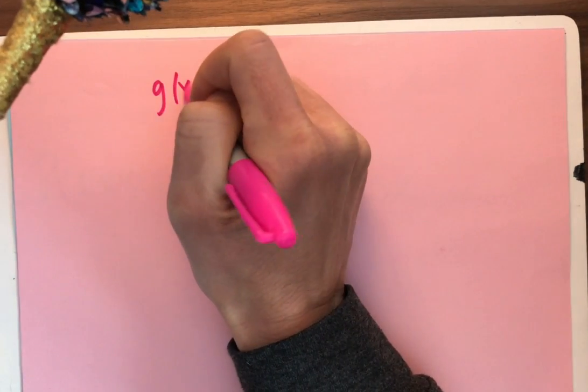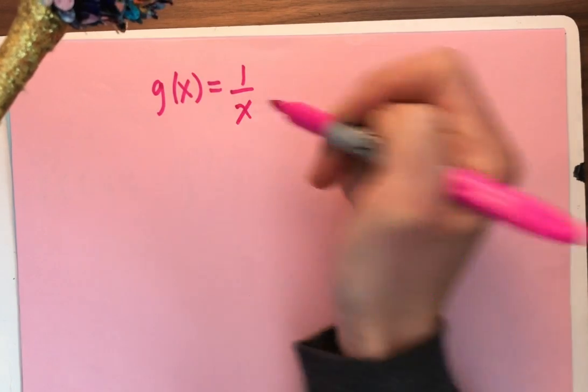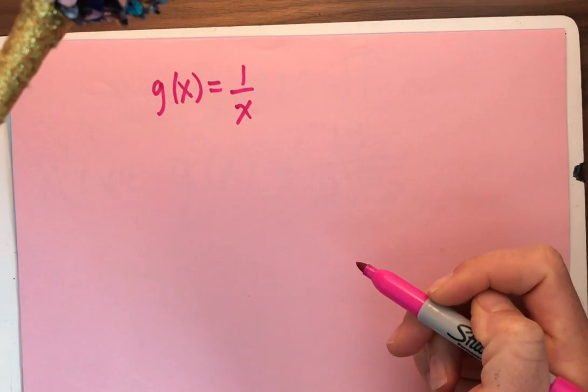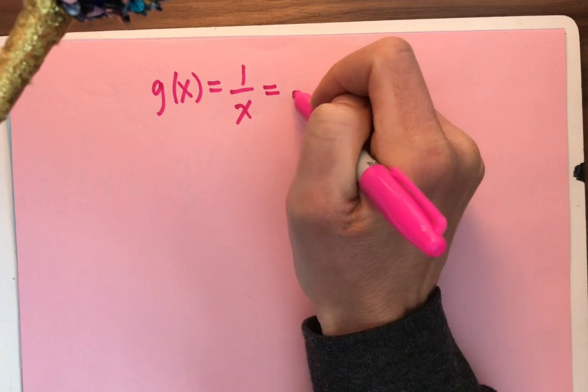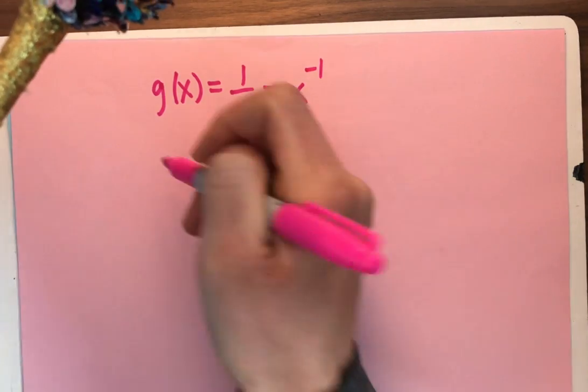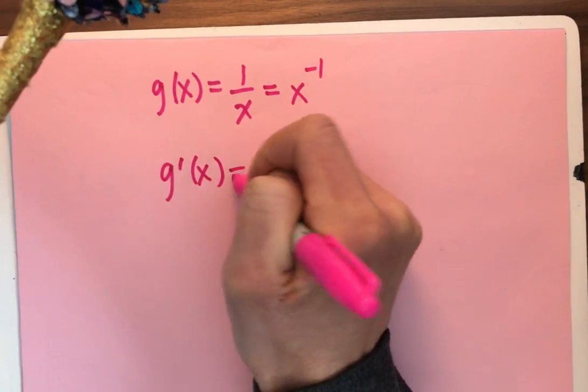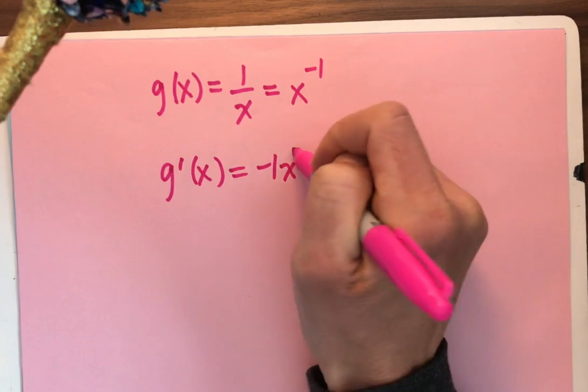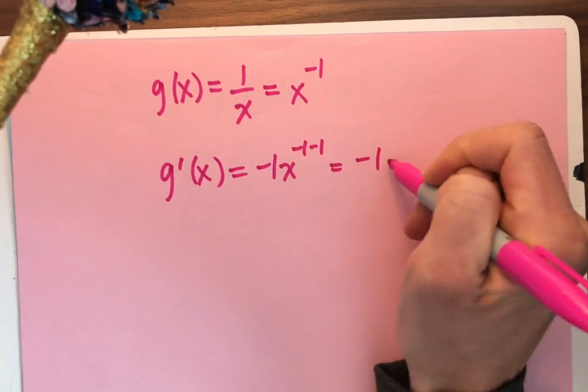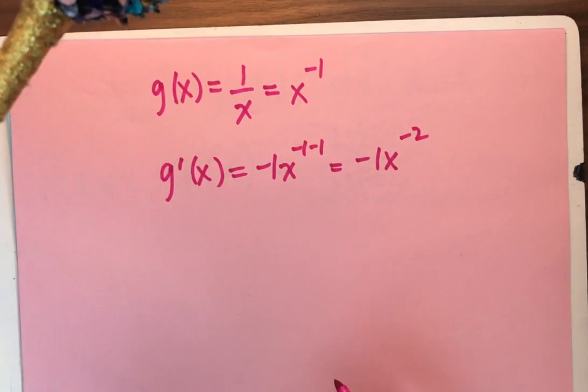Alright, Calcularians, time to get started on proving how to find the derivative of a square root or the derivative of a rational function like 1 over x. So we saw a couple examples previously where g of x was 1 over x. And to find the derivative, we rewrote 1 over x as x to the negative 1. So g prime of x, the negative 1 comes down, x to the negative 1 minus 1, negative 1 x to the negative second power.